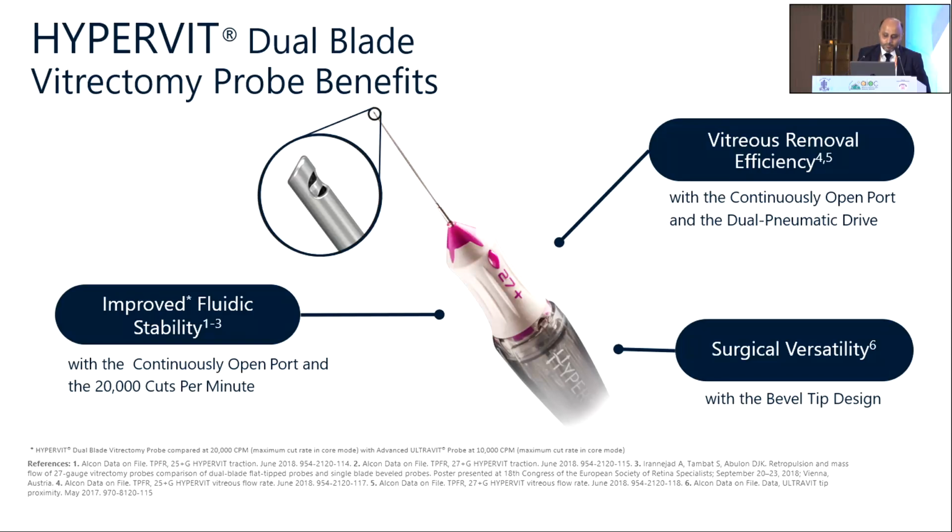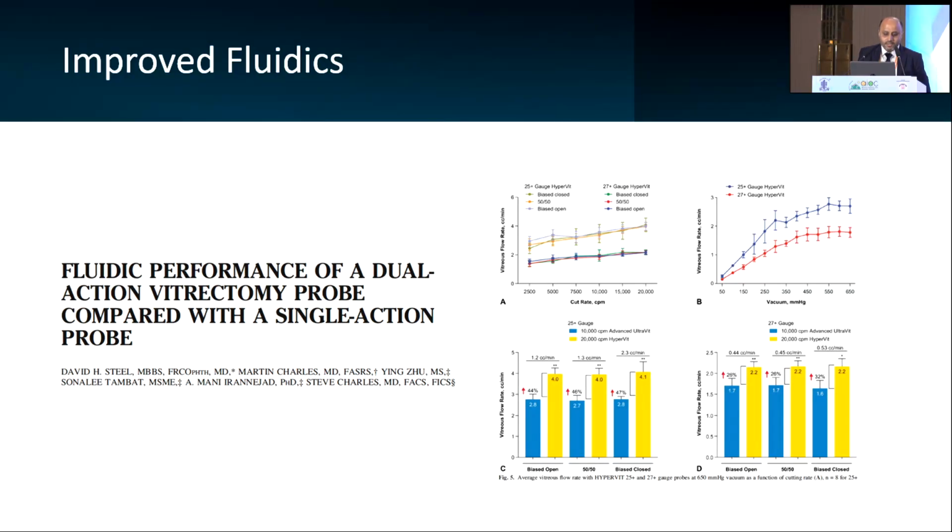Now to prove all these points, I went through the literature, and David et Steele in their study basically said that as you increase the vacuum, the flow rate increases. That's pretty obvious. But what is more important to see here is that with the Hyperwit, a 20,000 cut rate cutter, and the Ultravit, a 10,000 cut rate cutter, the 20,000 cutter has better flow rate when we study it as a design for cut rate. With increased cut rate, ideally you should have lesser flow rate, but with Hyperwit you seem to have better flow rate, probably because of the dual cut design or a better duty cycle.